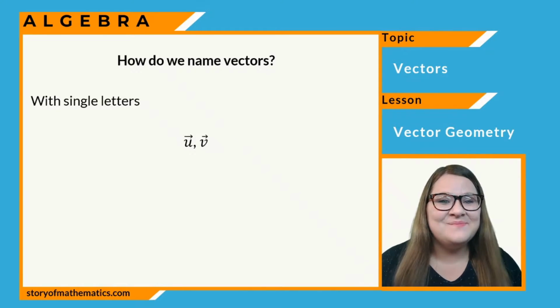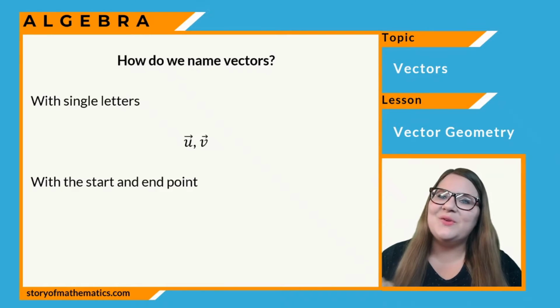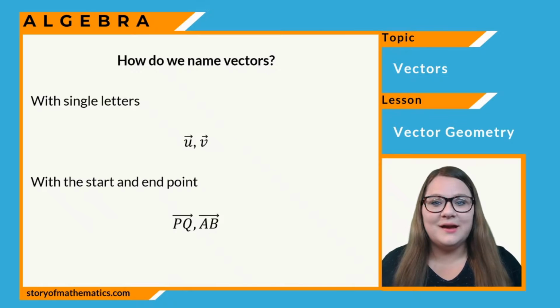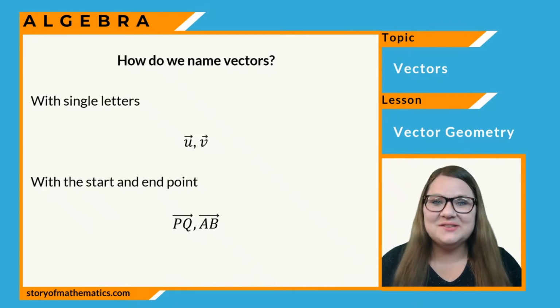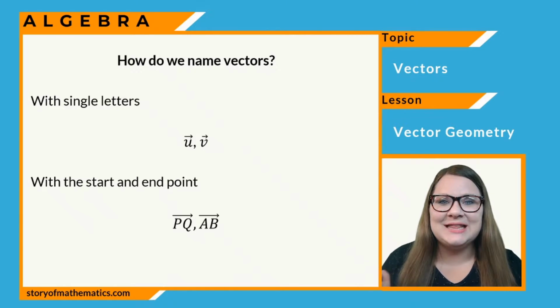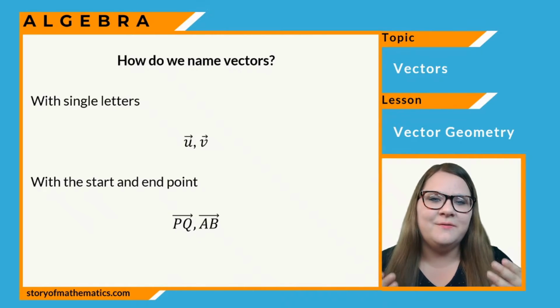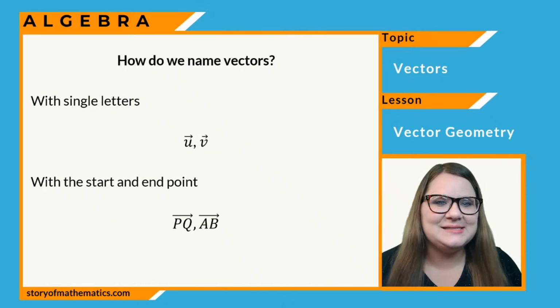But when we start mixing vectors with geometry, we can also name them with the start and end point. So for example, you could have the vector PQ or AB. This is really useful when we're talking about things with shapes and graphing, because we're going to have points and vertices that we can connect. So let's take a look at a quick example.